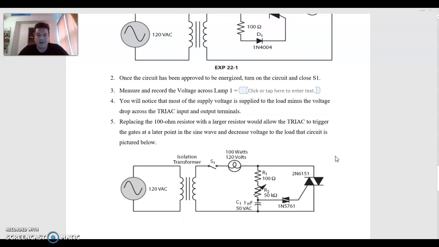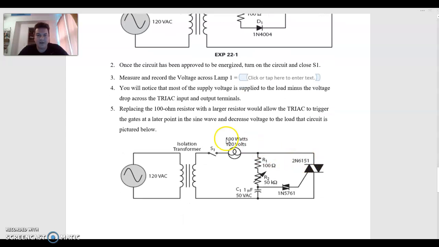In order to get the voltage to the load for the TRIAC to vary, it would have to be a little bit more of a complex circuit, where we were triggering the gate signal with a variable resistance to tell it where to pick up the actual sine wave.